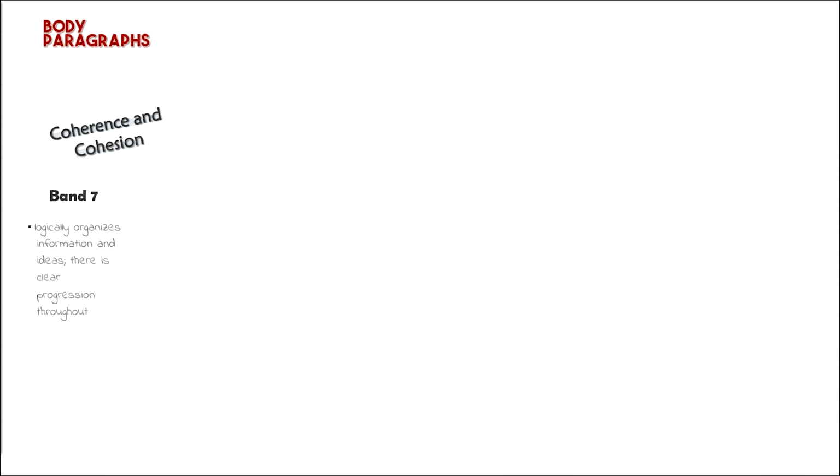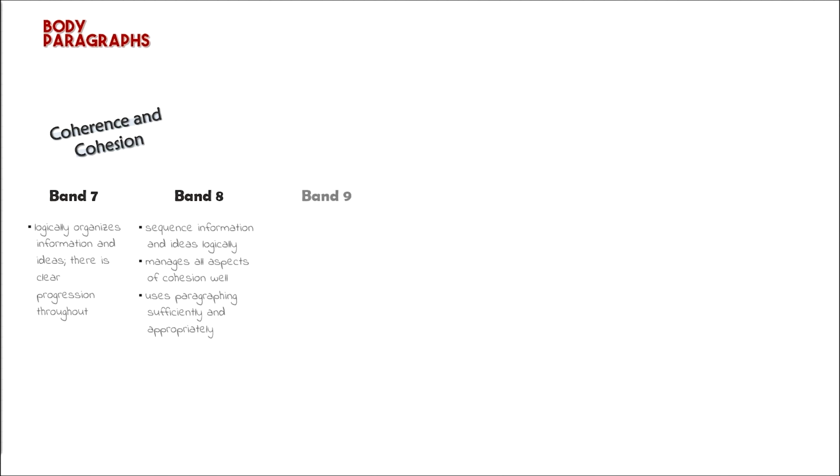Let's check our band descriptor focusing on this part. Under cohesion and coherence, you will get a band 7 if you can logically organize the information and there is a clear progression. You will be awarded band 8 if you can use paragraphing sufficiently and appropriately and write logically and manage all aspects of cohesion. On top of that, you can get a band 9 if you can skillfully manage paragraphing and use cohesion that does not attract attention.